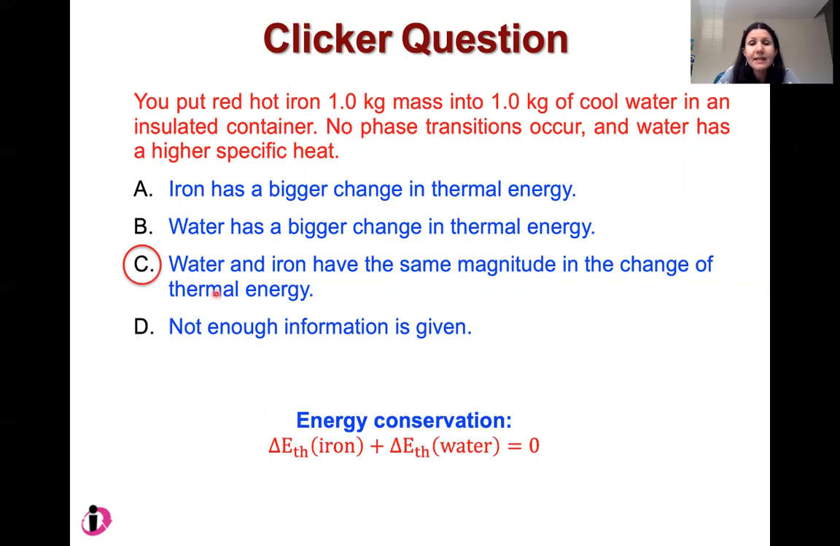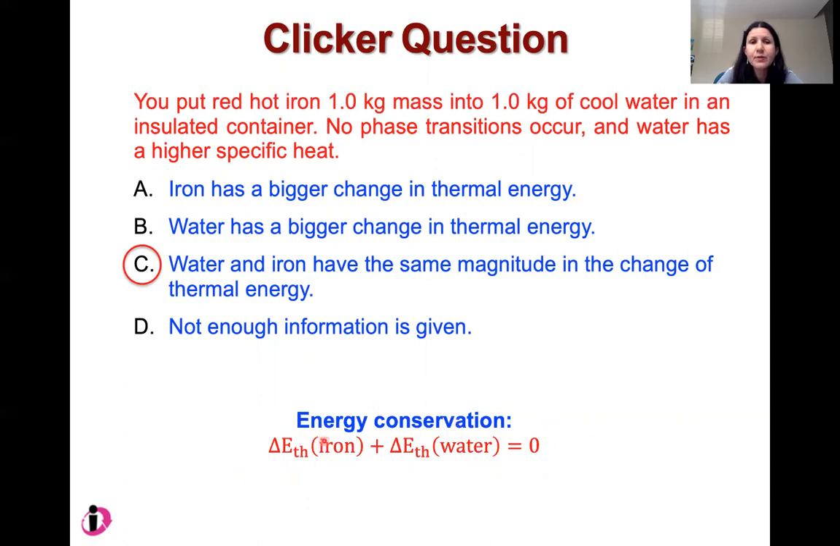The answer is that they have the same magnitude of thermal energy change. So why is that? Well, we have two substances. They make a closed system because they're not interacting with the environment. So if it's a closed system, we know that the total change of energy of the two substances has to equal 0. We only have a thermal energy change in iron because there's no phase transition, and a thermal energy change in water. So in order for these two to add up to 0, they have to be equal and opposite.